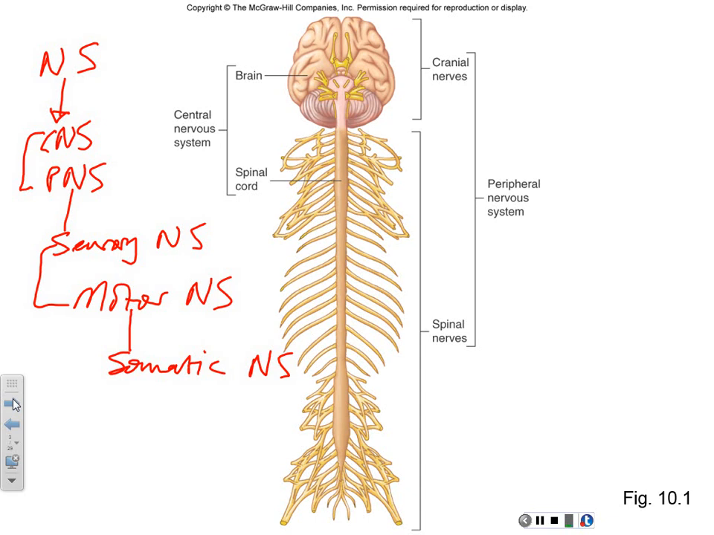All right, and then anything that's automatically controlled in the body is the autonomic nervous system, right? And the autonomic nervous system has 3 branches, all right? Okay, we get the parasympathetic, which normally does what?